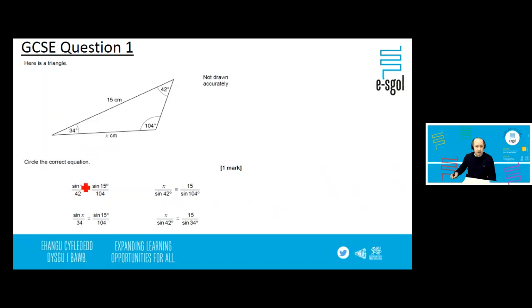And in this case, that is true. So they've said sine X. Well, sine X would mean you're finding an angle. So this first equation has to be wrong. This one says sine X. That has to be wrong as well. Okay, so I think it's going to be one of these two.